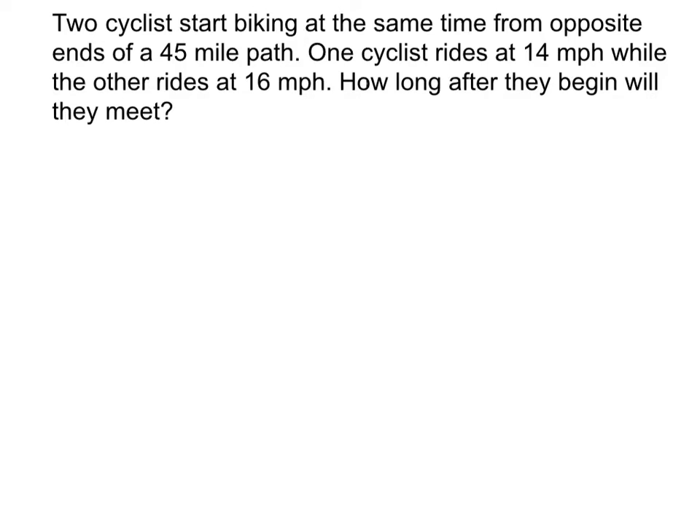Now remember, when we consider distance, we can think about distance as equaling a rate times a time. In this case, we've got two cyclists, so we'll have two equations of distance equals rate times time. Now they're both traveling on the same path, so the total distance covered is going to be 45 miles.